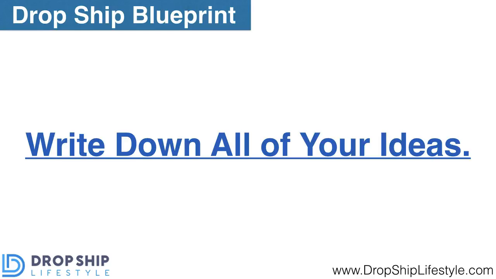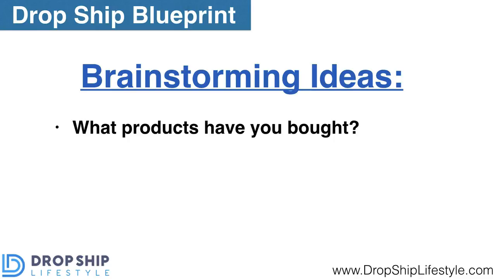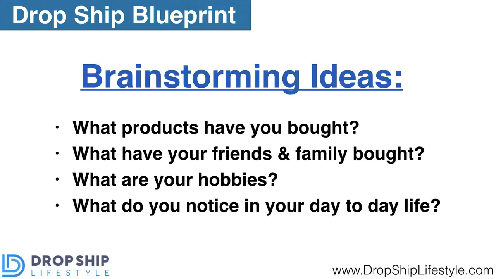And again, the best ideas come from you just being out there living life and writing down all of your ideas. So let's quickly recap what we've gone over in this module, the different ways that you should start noticing things: looking at products you have bought, asking what your friends and family have bought, looking at your hobbies and other people's hobbies, and just noticing things in your day-to-day life. I hope this video really did explain how I brainstorm things, how my team brainstorms things, and really how the most successful e-commerce entrepreneurs, and really entrepreneurs in general, get their ideas.